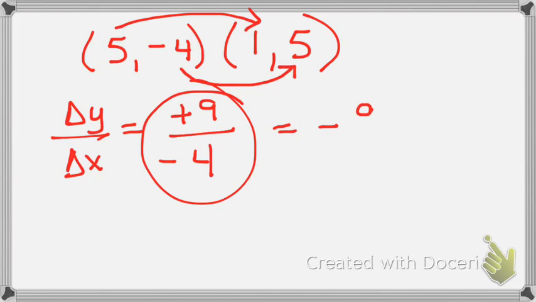You could write it without the positive sign and just say it. It doesn't matter if the negative's on the top, the bottom, or out front. Your slope is negative 9/4. Is that more steep or more flat? It's more steep than it is flat. Is it uphill or downhill? Down. Negative slope means the line's going downhill.